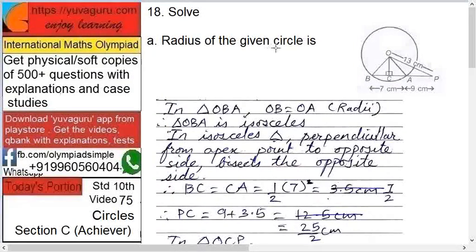Next is the sum. There are 3 sub questions to it. The radius of the given circle is, see this. This is a circle given and we have to find the radius, means OB we have to find. This length we know is 13. This is given as 9. This is given as 7.